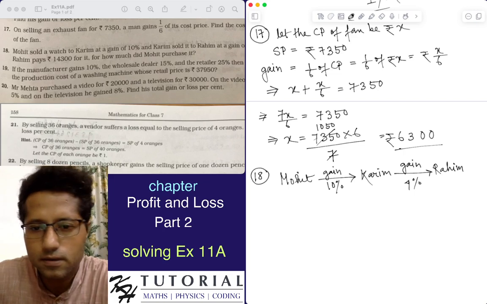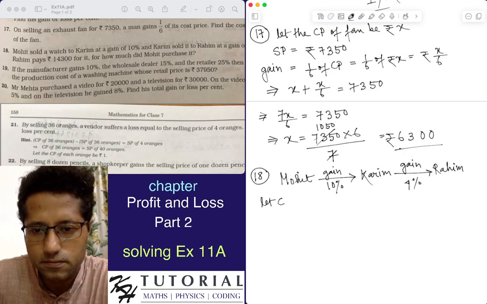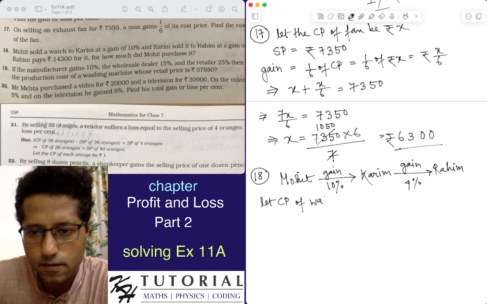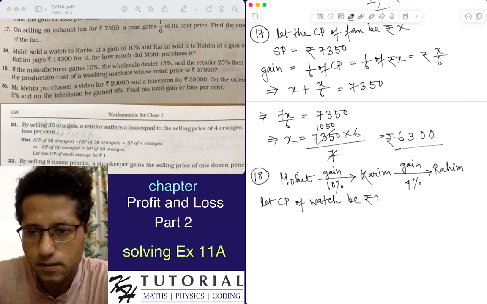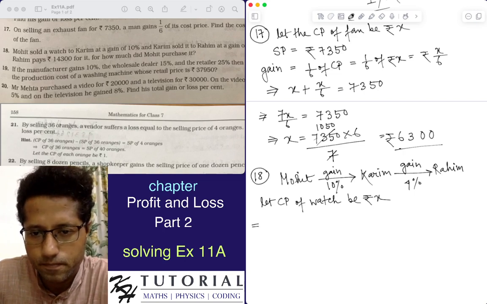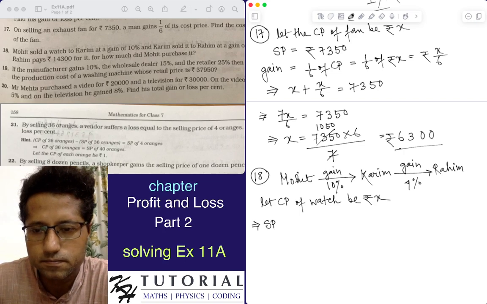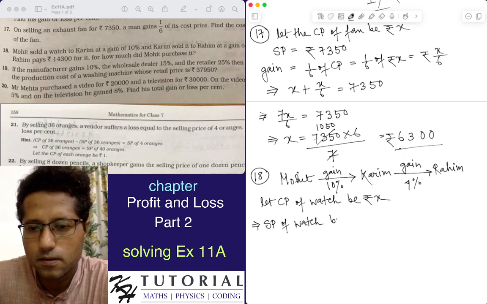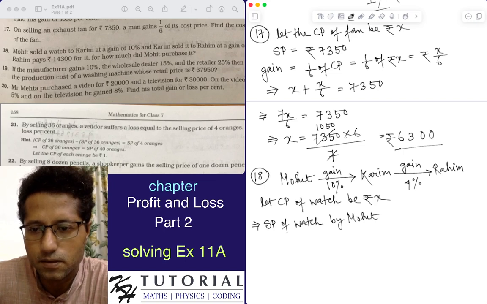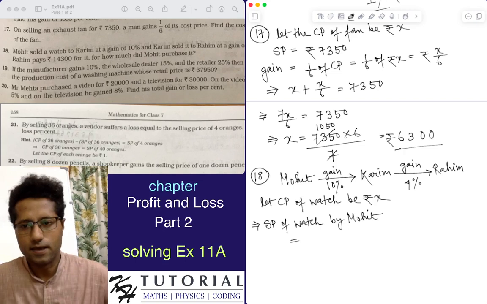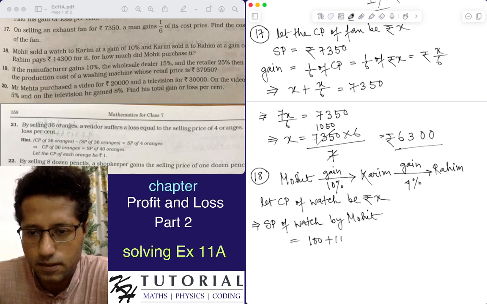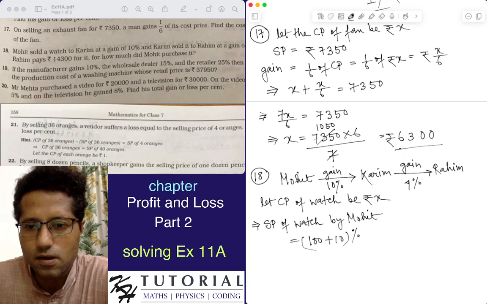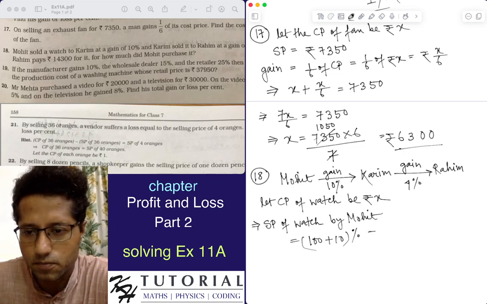So let the cost price of the watch, that is the price at which Mohit purchased it, be rupees X. Now this implies the selling price of the watch by Mohit will be equal to, since Mohit sold the watch at 10% gain, the price at which Mohit sold the watch should be 100 plus 10% of the cost price of the watch at which Mohit purchased it, which is rupees X we have assumed.